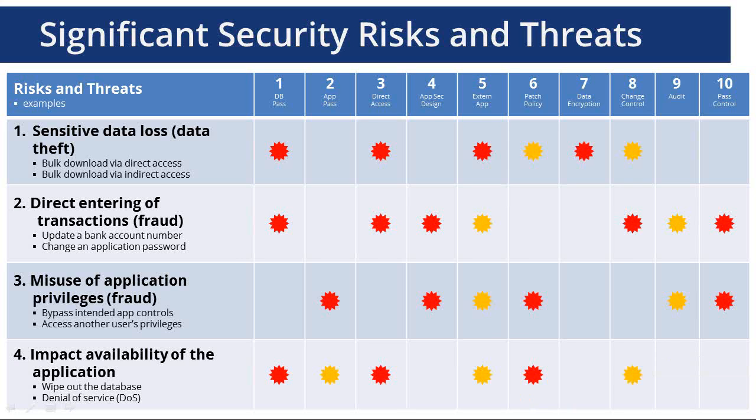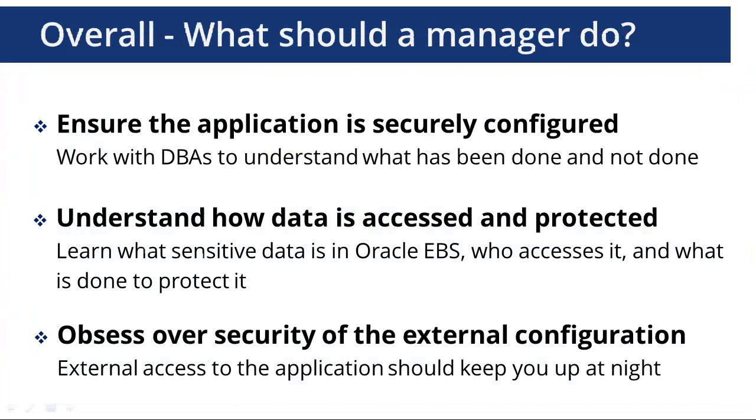So those are some of the major security risks and threats, and we'll talk about that. Now that we've talked about some of the challenges, risks and threats, what should you do? Well, the first thing you have to make sure is that the application is securely configured. So you really have to be working with your DBAs and the application administrators and ask, okay, what has to be done and what's not being done? Are they going through the security best practices and things like that?